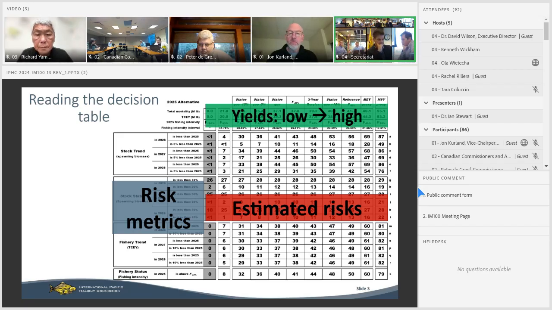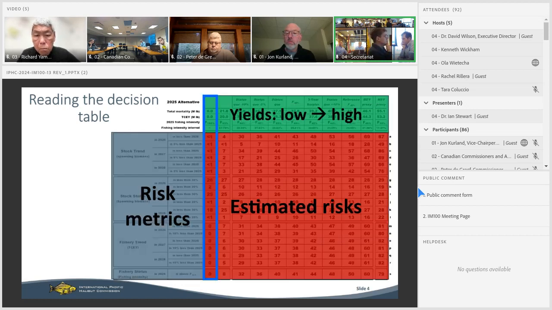And rather than seeing any of the numbers here, what you're really just supposed to focus on is the colors. From across the top, you have the various yields from low to high, from left to right. On the left are the various risk metrics that I discussed. And then across the center of the table are the estimated risks. The intent of this slide was just to illustrate that and not actually to look at any of the specific numbers. Yeah, it's supposed to look more like that.